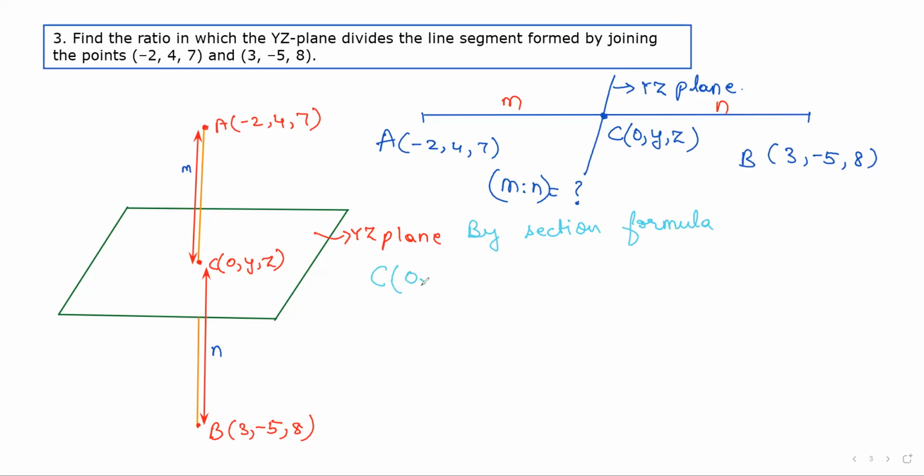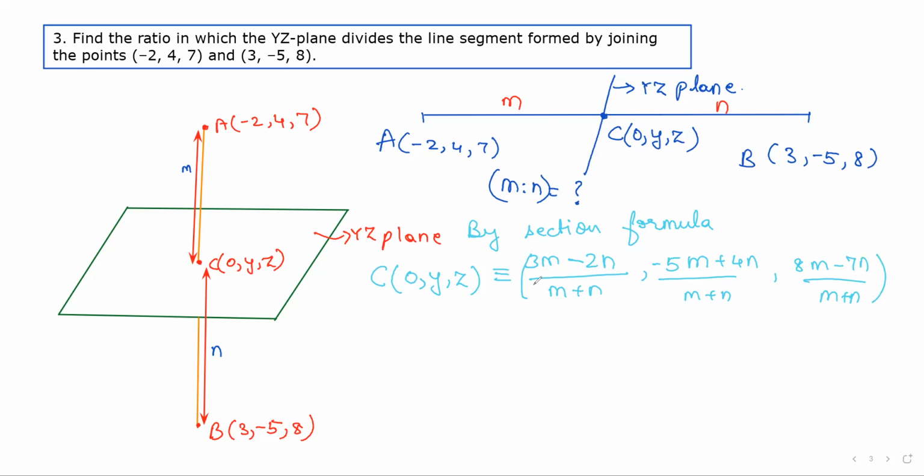Your C, (0, y, z), will be equivalent to, applying the formula, M into 3, M into 3 is 3M, minus, internal division, so plus N into -2, which is -2N. This will be -2N plus minus upon M plus N, comma, second coordinate, -5M plus 4N upon M plus N, and 8M minus 7N upon M plus N.